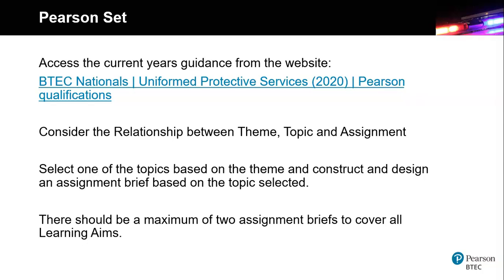What you have to do is, when you go on to the document, towards the end of it, once it explains the whole process of the unit, you'll find the theme and the topics. You have to choose one of the topics. All three topics relate to the theme, but you have to choose one of the topics, and then you will have to develop an assignment brief around that topic. If you have more than one teaching set or cohort of students, you can actually choose two different topics.